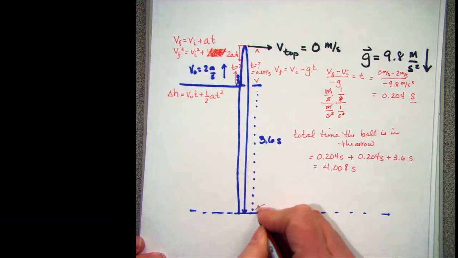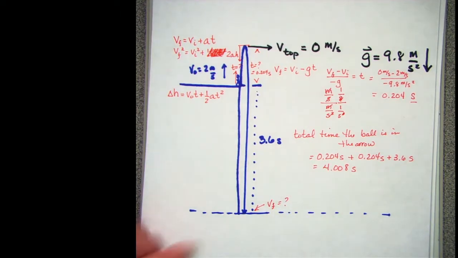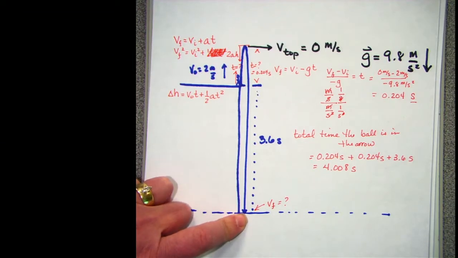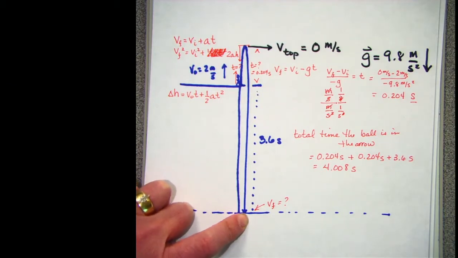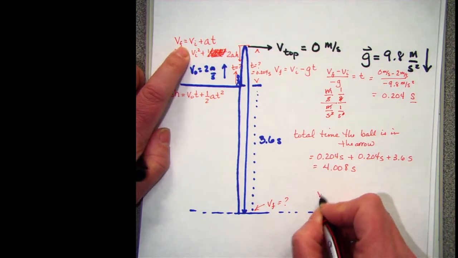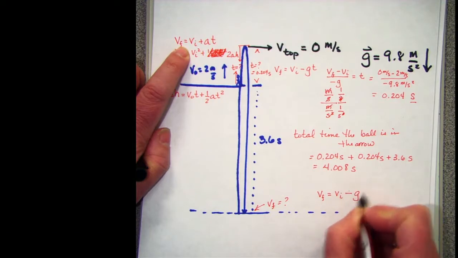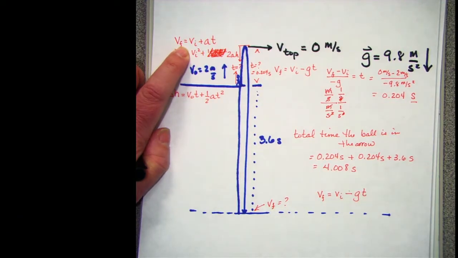I can ask, what's the velocity down here? Just before it hits. What's the velocity? 9.8 times 4.008. I would do it this way. Velocity final is equal to velocity initial minus gravity times time. I have to account for the fact that it had an initial velocity going up.